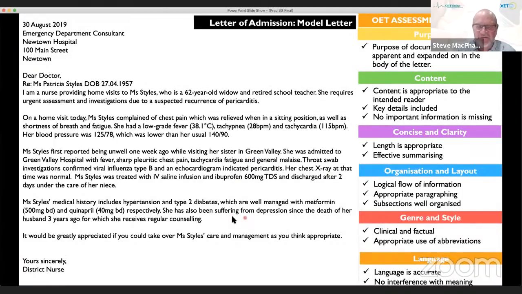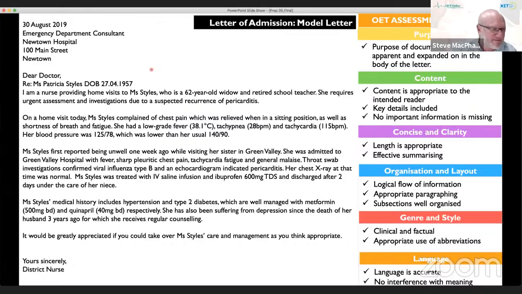And in the case of suffering, this says suffering from depression. Well, I think you do suffer from depression. I think people who have depression are suffering. Okay, particularly after the death of her husband. All right. But I wouldn't say she was suffering from diabetes because it said it was well managed. So I don't think it would be appropriate there.